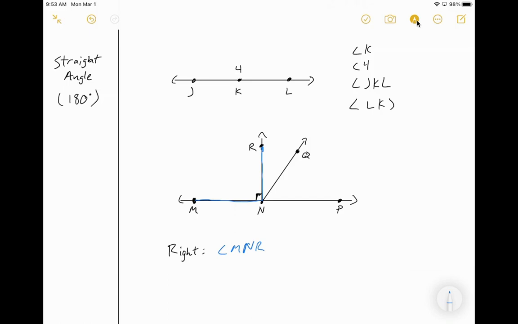Now remember, that's the same thing as R and M, okay? So if you did this instead, that's the same thing, okay? The second right angle is here, R, N, P, or P and R.